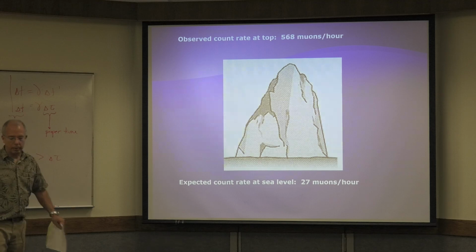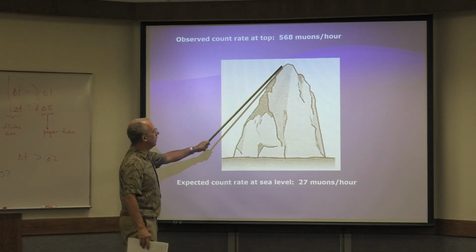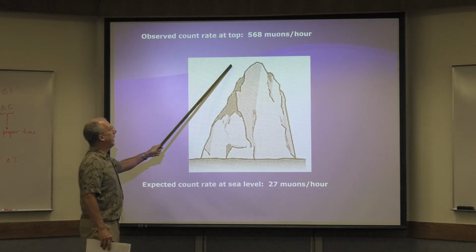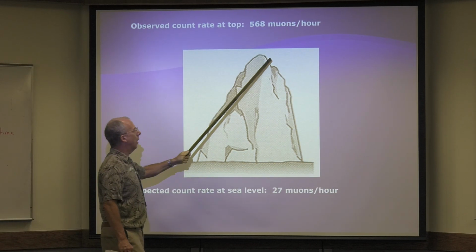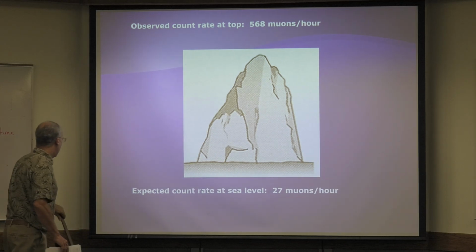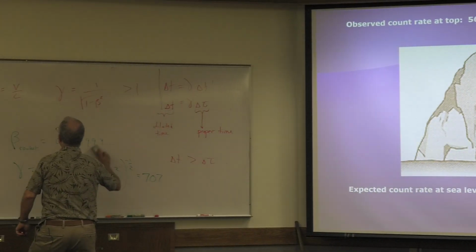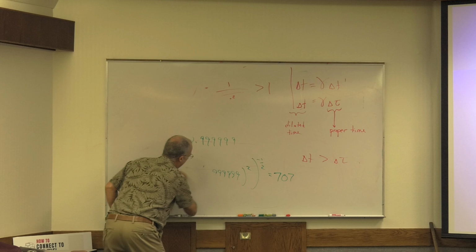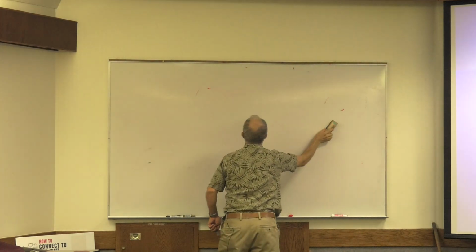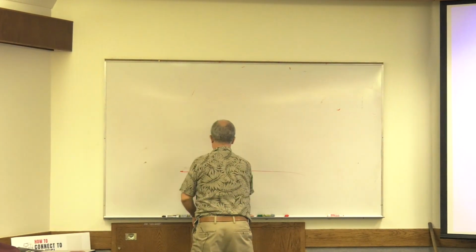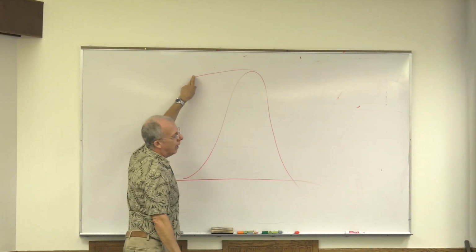All right, so here's the experiment. The physicists had a detector at the top of Mount Washington, and they detected 568 muons per hour. Remember, the muons are traveling at nearly the speed of light. So here's Mount Washington, and they count 568 muons per hour.